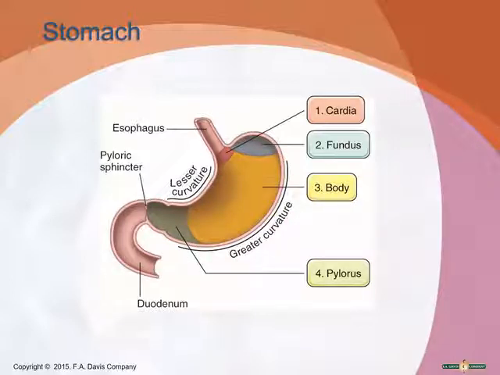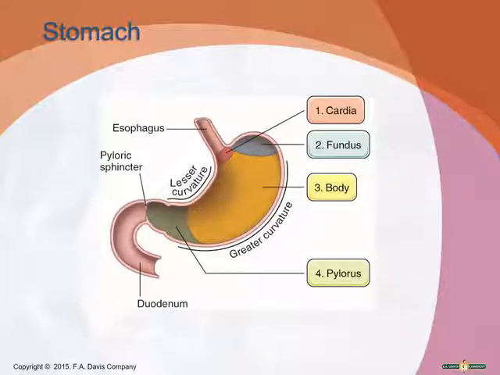The stomach is divided into four regions. The cardia, which is right here, the fundus, which is the top, the body, which is the biggest part of it, and then the pylorus down here, which is why this sphincter right here is called the pyloric sphincter.